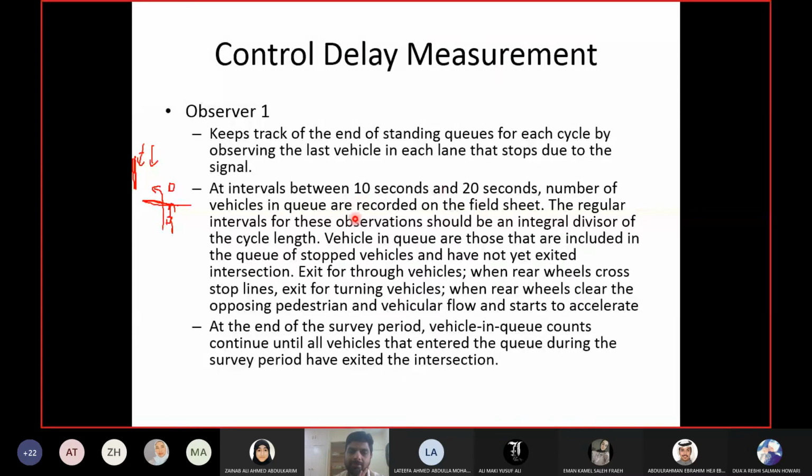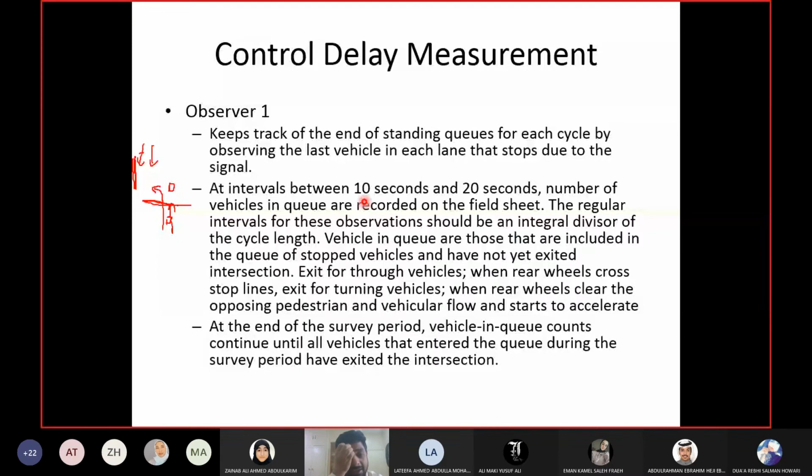So for example, you give him an interval of 10 seconds. When he starts the survey, at that time he will count how many vehicles are in the queue. For example, he counted 5 vehicles. Then for the next 10 seconds, he will not do anything. After 10 seconds, he will count again.